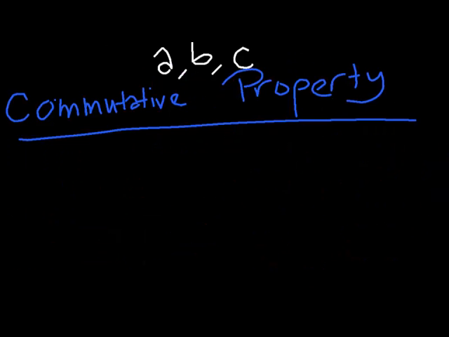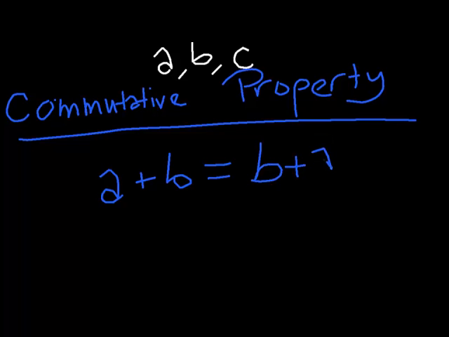So, first off, the commutative property. With the commutative property, I'm going to be using 3 different numbers, and we'll call them A, B, and C. These can be anything, as long as they're real numbers. So, with the commutative property, all it's saying is A plus B equals B plus A. And honestly, guys, that's pretty simple. I feel like the name is more confusing than the actual concept.